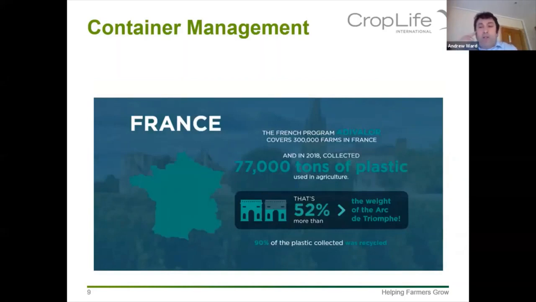Something else that I think it would be interesting to explore in terms of container management is not just looking at pesticide containers as a source of plastic pollution on farm. There are other sources: fertilizer bags, seed bags, even PPE. So how can that be managed effectively? Again, we've got experiences in France. There are 16 different farm level waste streams which are collected. And it's something that we're looking to expand more at CropLife International, working with other industries to make sure that other plastics are responsibly disposed of as well.